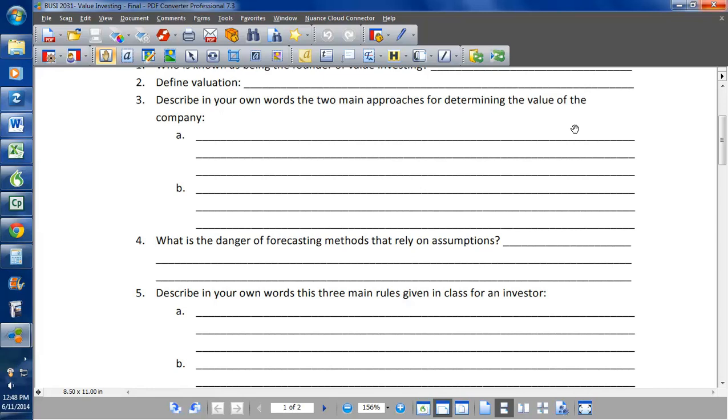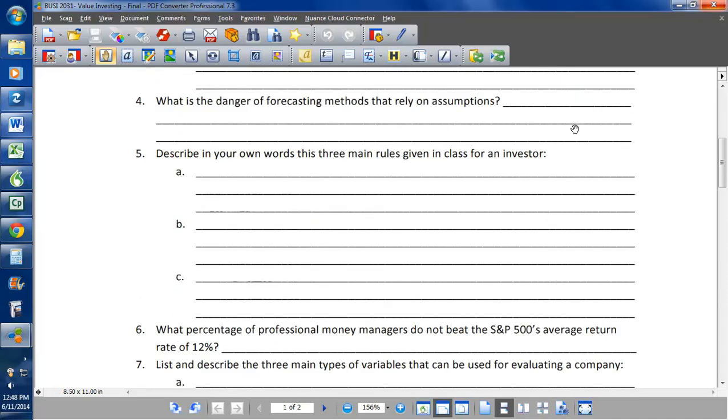Right? Okay. Number four, what is the danger of forecasting methods that rely on assumptions? So this is kind of that method that we're talking about where they make projections forward. The danger there is that you don't know really how much money this company is going to make over the next 10 or 15 years. Industries could change, leadership could change, technology could change, competition could change. So trying to project out how much cash a company will make over the next 15 years is really too much of a guess and not an actual real concrete valuation.